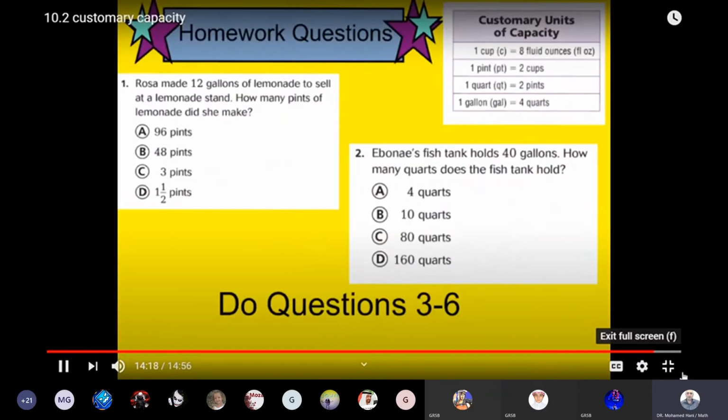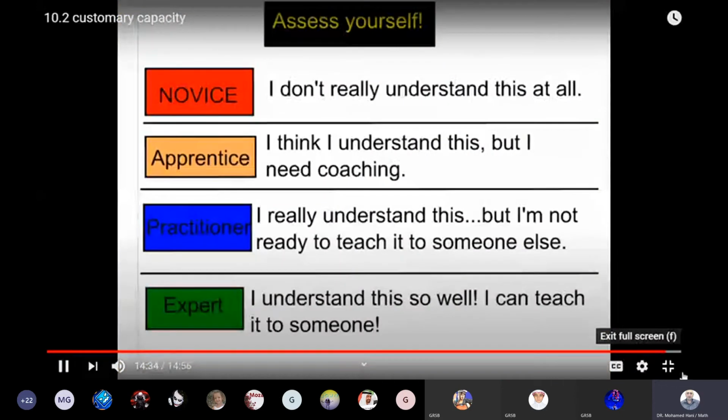All right, boys and girls, go ahead and turn your page over to the back side. I want you to do your best to do questions 1 and 2. Read them carefully. I've given you this chart up here to help you on your questions so you can convert anything you need to. Also do questions 3 through 6 for a quick review. And at the top of this page, please write down if you're a number 1 novice, number 2 apprentice, number 3 practitioner, or number 4 expert, so you can rate yourself.